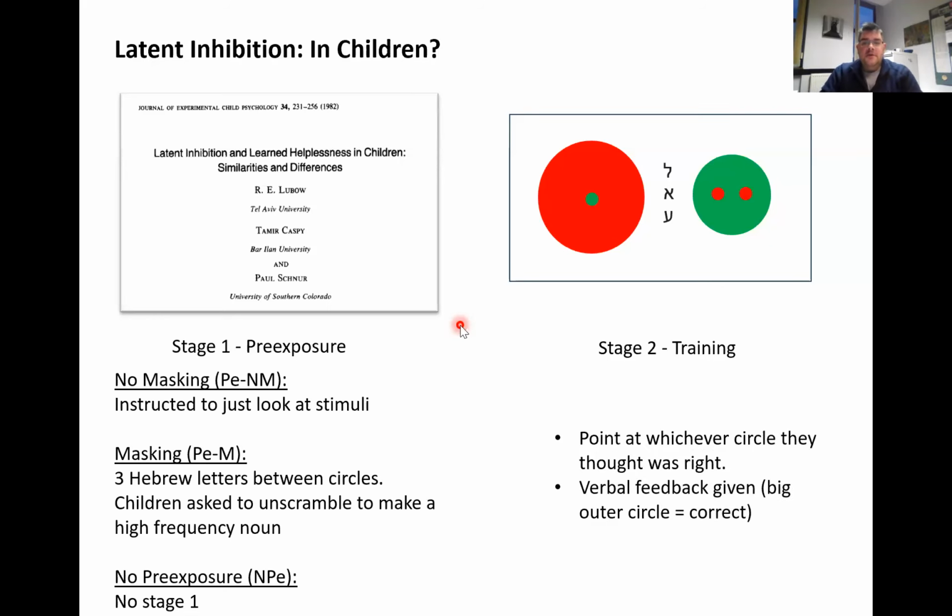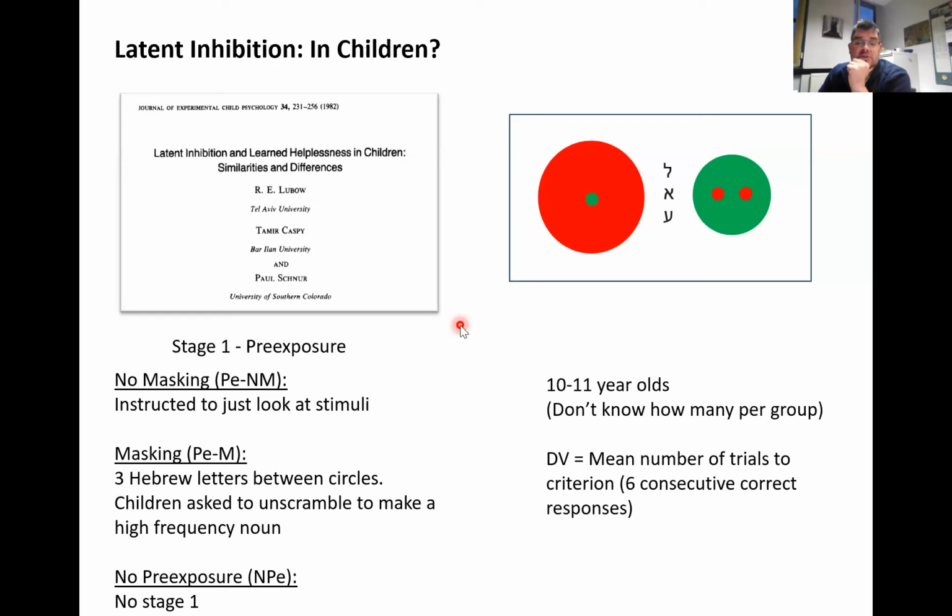In the second stage, the children were just asked to point at whichever circle they thought was right, and they were given verbal feedback. The actual contingency here was that the big outer circle was always the correct one. These were 10 to 11-year-olds. I couldn't ascertain from the paper how many were in each group, but they're all around 10 years old. The dependent variable was the mean number of trials to criterion, so again, bigger numbers refer to poorer learning.